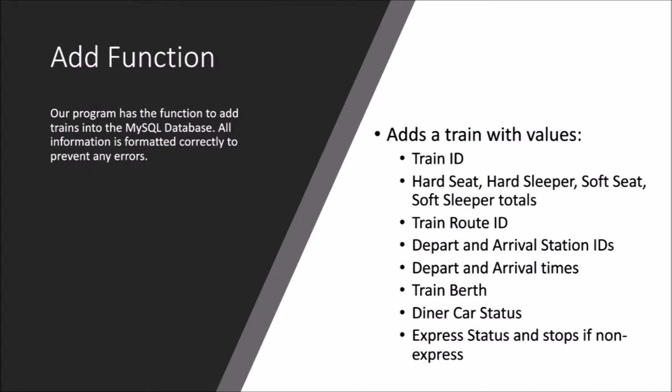One of the most fundamental functions of our project is the add function, which we use to add trains into the MySQL database. All the information is formatted correctly to prevent any errors. It's a basic stimulus response dialogue between the program and user to add a train with values train ID, hard seat, hard sleeper, soft seat, and soft sleeper totals, train route ID, depart and arrival station IDs, depart and arrival times, train berth, diner car status, and train express status, or stops if the train is non-express.